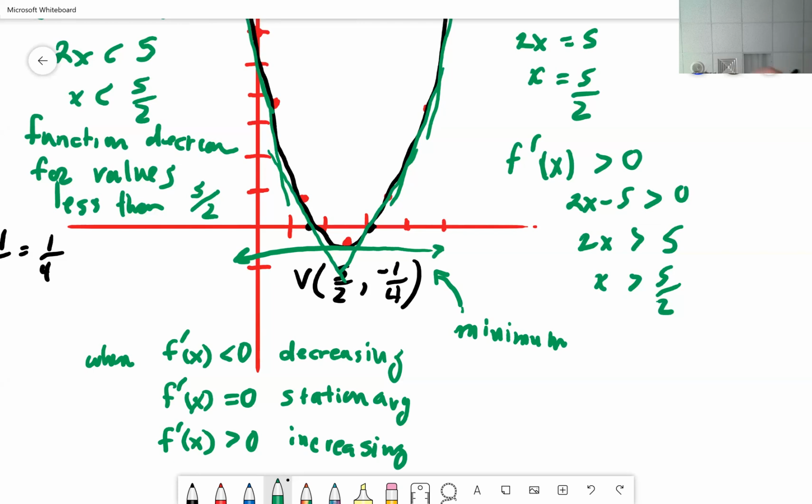Now, stationary points could be maximums, could be minimums, but sometimes they're not maximums or minimums. They're more like something referred to as inflection points. So that's where we're at.